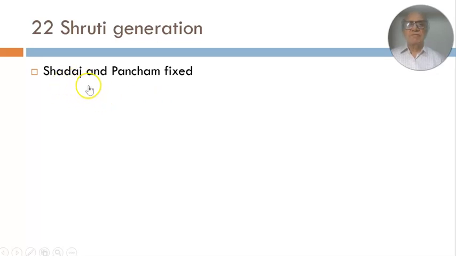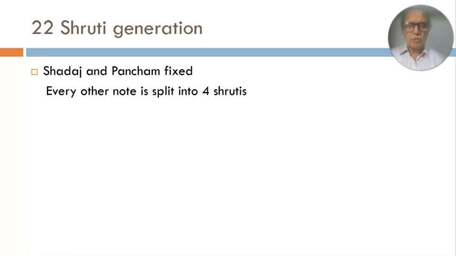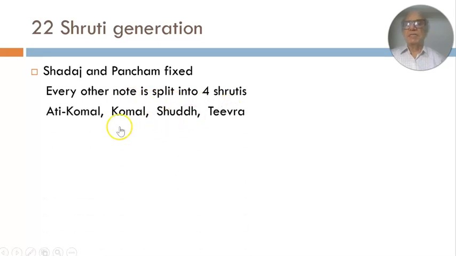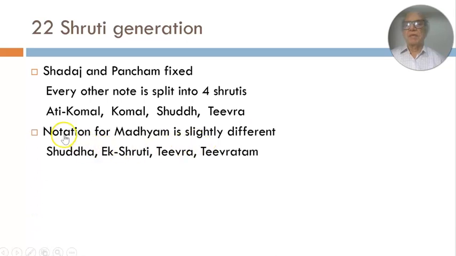So first of all, let me give you an overall view. Shadaj and Pancham are fixed, but using the known ratios, we will generate other ratios, and every note is split into 4 Shrutis. That means you take Rishabh, so you can have Ati Komal, Komal, Shuddha and Tivra. Notation for Madhyam is slightly different, so it is written as Shuddha, Ek Shruti, Tivra and Tivratam.